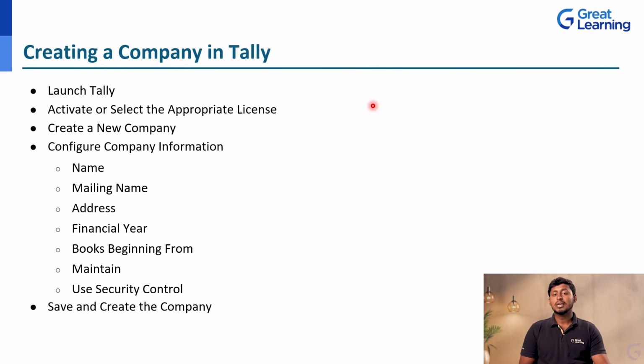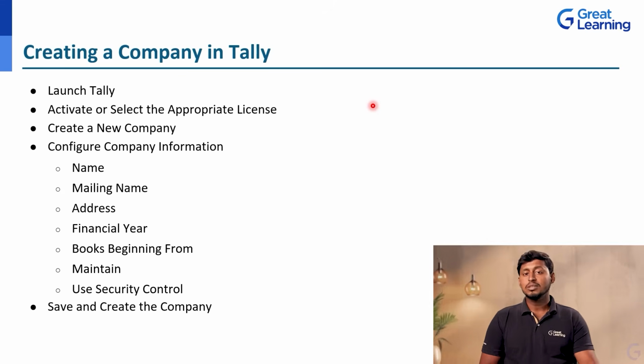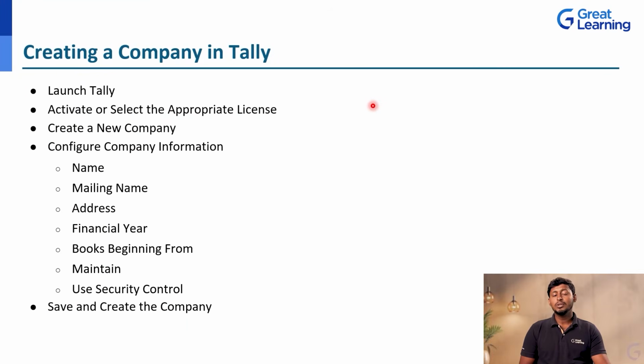Next, use security control. Just take the example of Gmail. It uses two-step verification, correct? It may send an OTP to your registered mobile number, or it will prompt on your mobile asking whether you are the person using that Gmail or not. You need to confirm yes or no. Like that, you need to enable the security controls and give the information. Lastly, you need to save and create the company.